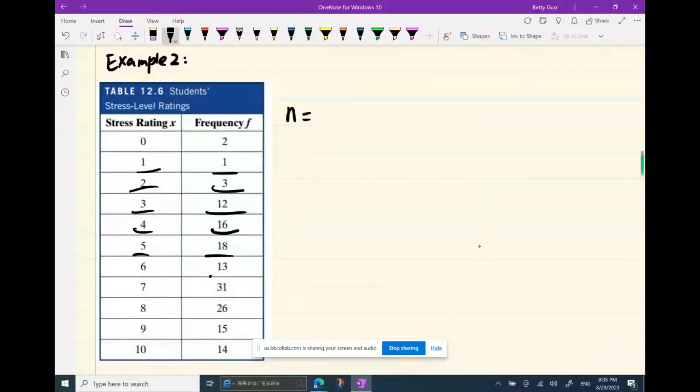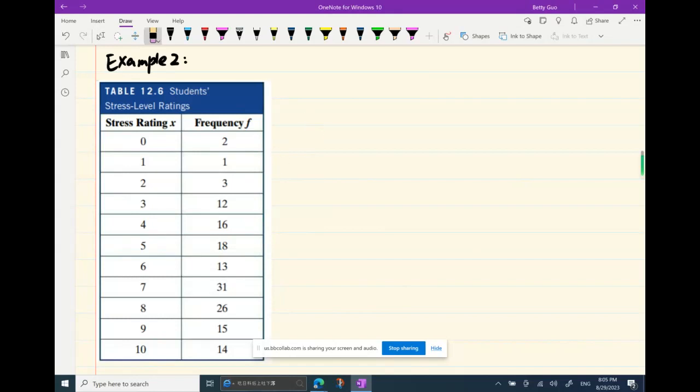18 of them have a level 5. 13 of the participants have a level 6. 31, this is the biggest number. 31 of people have a level 7. 26 of the participants have a level 8. 15 of them have level 9, and 14 of them are extremely stressed. Okay, so that's how we understand the frequency distribution table.